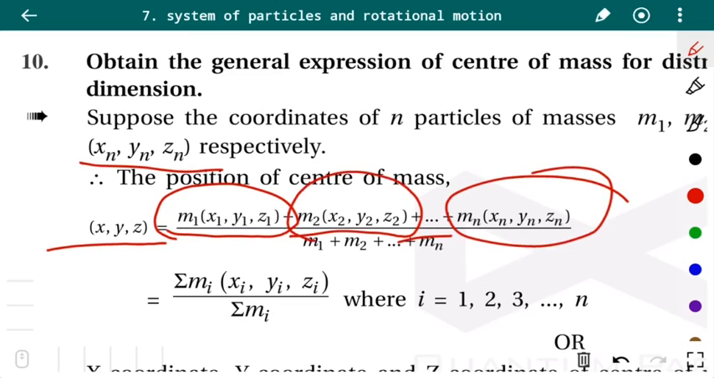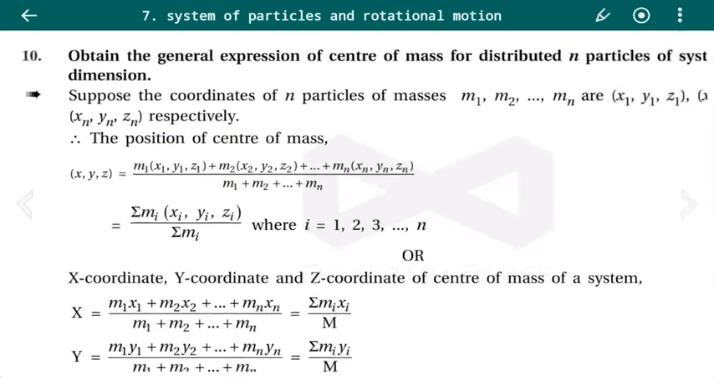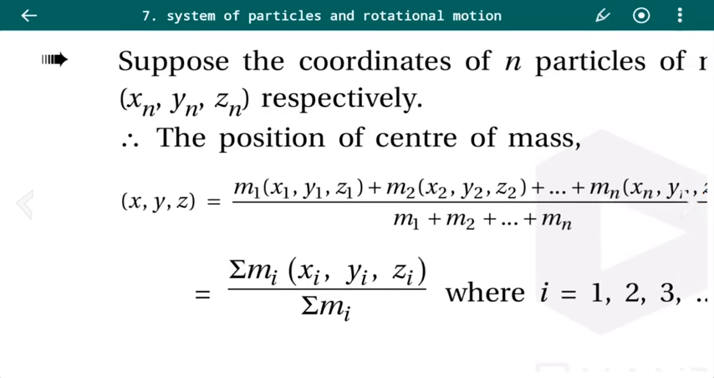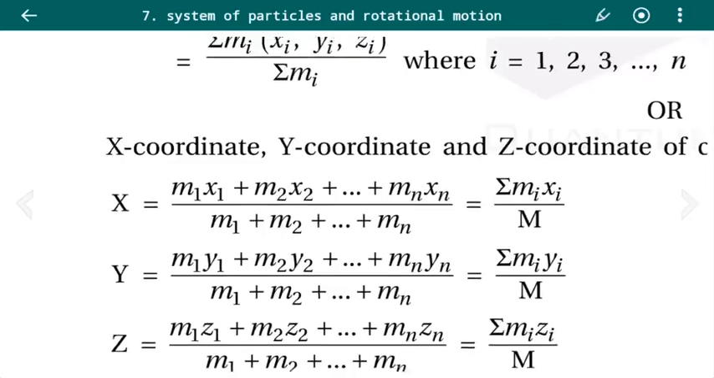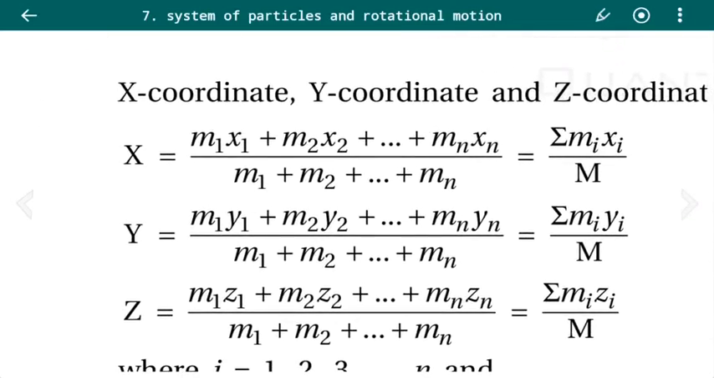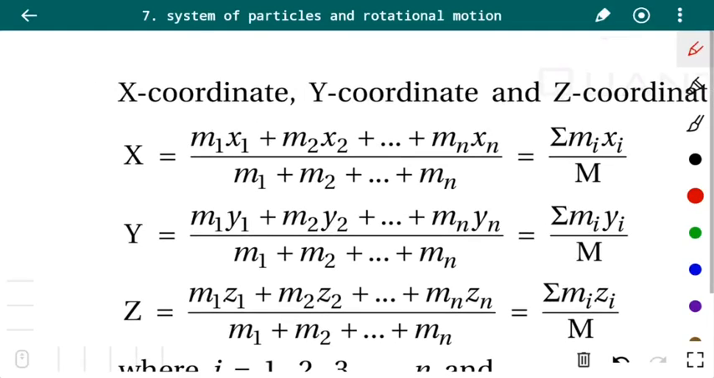You can write that in terms of x, y and z separately. The x coordinate of the center of mass is (m1x1 plus m2x2 up to mnxn) upon (m1 plus m2 up to mn). In the same way, the y coordinate is (m1y1 plus m2y2 up to mnyn) upon (m1 plus m2 up to mn). In the same way, the z coordinate of the center of mass, that is z equals (m1z1 plus m2z2 up to mnzn) upon (m1 plus m2 plus up to mn).